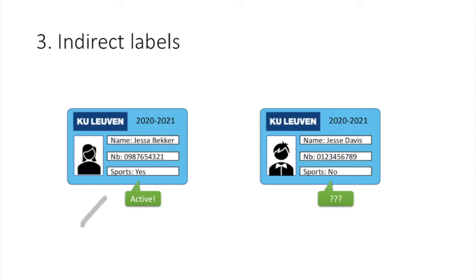For example, I do have a sports card, but Jesse, on the other hand, he doesn't have a sports card. Can we then conclude that Jesse is not active? Well, definitely not. So we can only say that students who have a sports card are active and students who do not have a sports card are unlabeled.